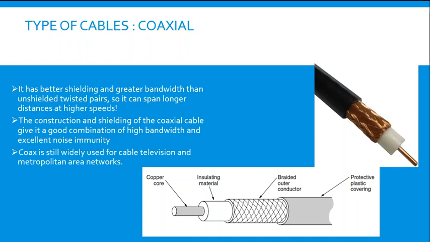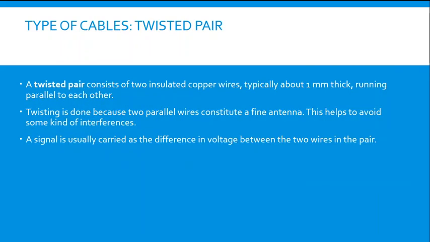Coax is still widely used for cable television and metropolitan area networks. As you can see from how the coaxial cable is built, from a copper core, insulating material, and a braided outer conductor to protect it, and the protective plastic covering. So these are some of the layers where you can span longer distances, thanks to the shielding.